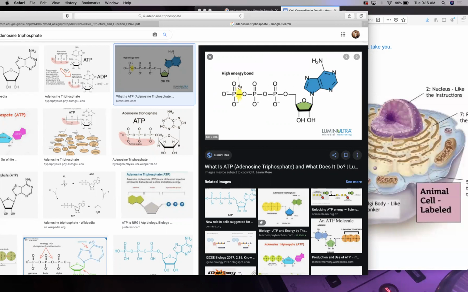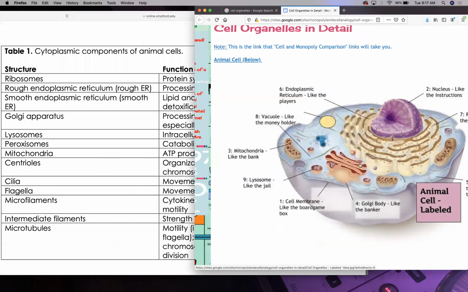And every time your body hydrolyzes or cuts this bond, right? And guess what we cut it with? We cut it with water. That's why it's called a hydrolysis reaction. Every time we cut this bond, ATP will then turn into ADP, or adenosine diphosphate. If I let go of this phosphate group right here, what will happen? It will release energy. And that's what the cell uses to do what it needs to do, because all of these processes require energy.